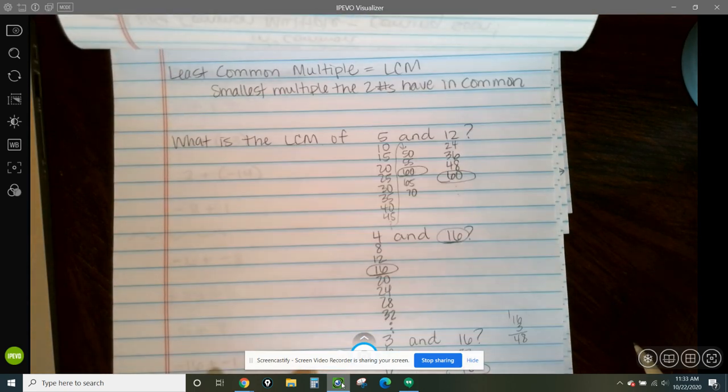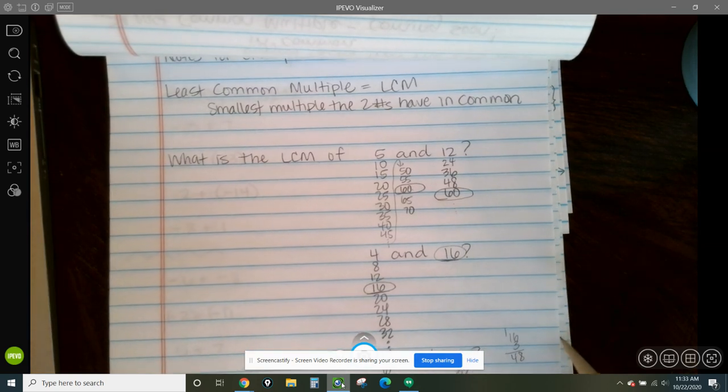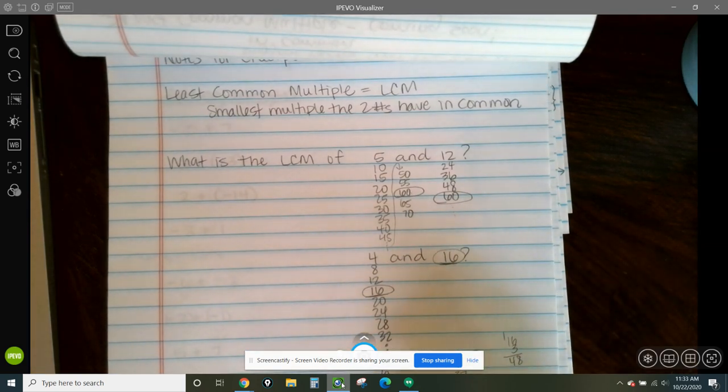So if all of that made sense to you and this least common multiple thing is easy, you're ready to go. Go take your checkpoint right now. If you still need more help, stop, take a picture of whatever you need help on, send me a text, email, phone call, whatever you need. I'm happy to help you before you take your checkpoint.